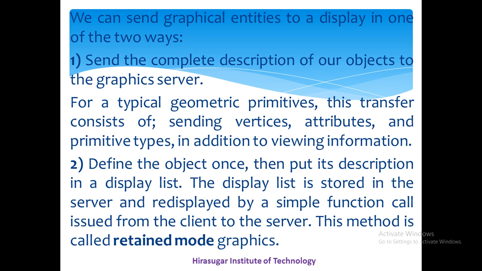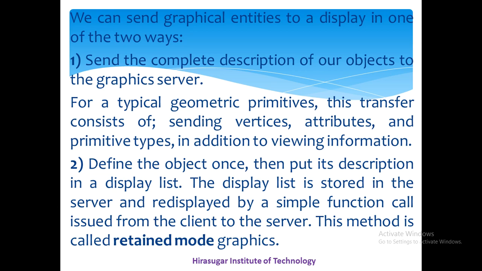In the previous case, every time you have to send the vertex list, the attributes, the primitive type, and additional viewing information, if you prefer the first method. Every time you are consuming bandwidth, meaning resources. Instead of that, you write those commands in a display list, and then that display list is stored on the server side.